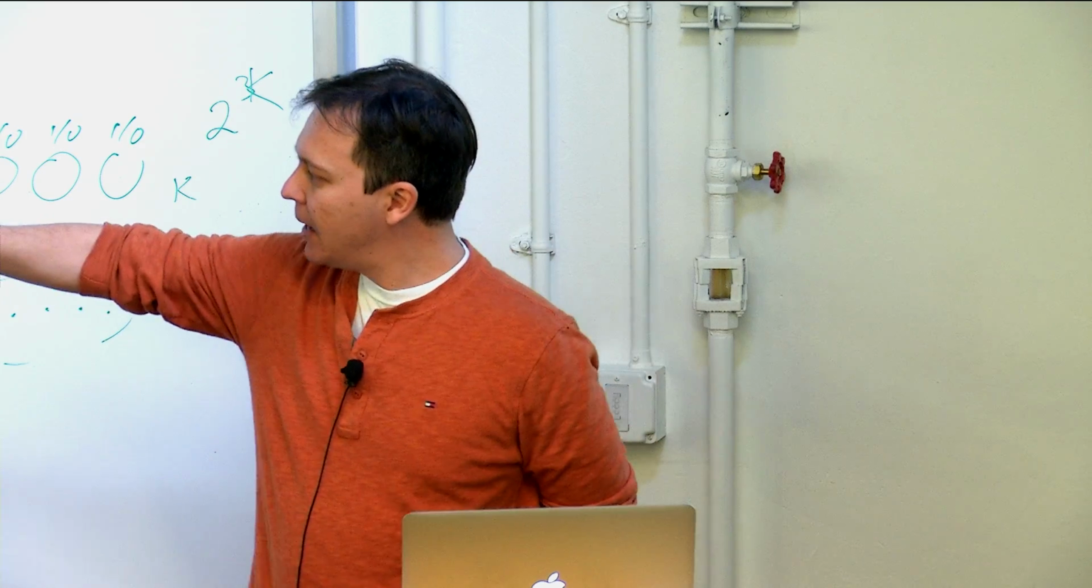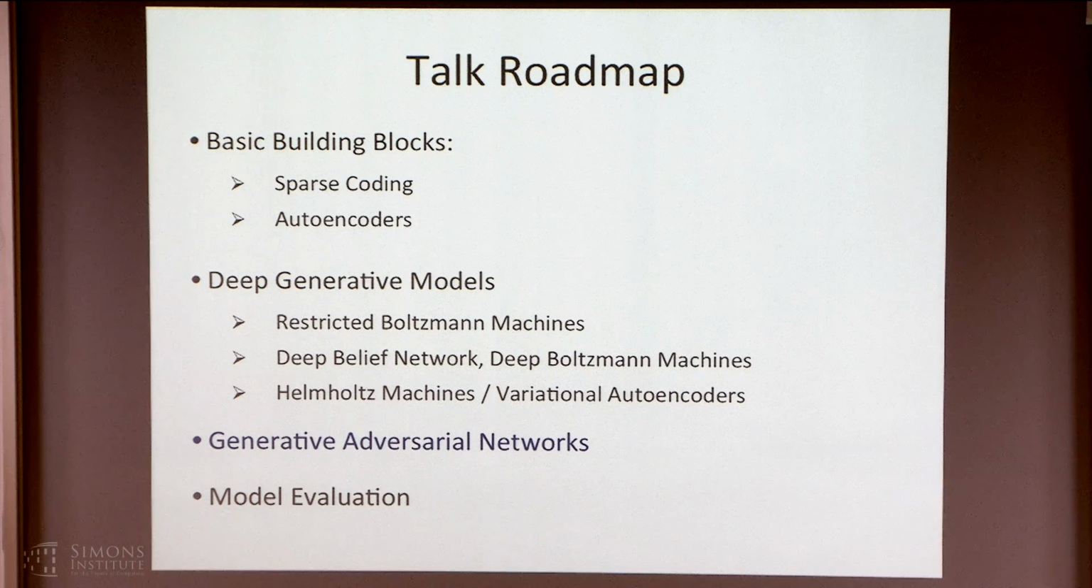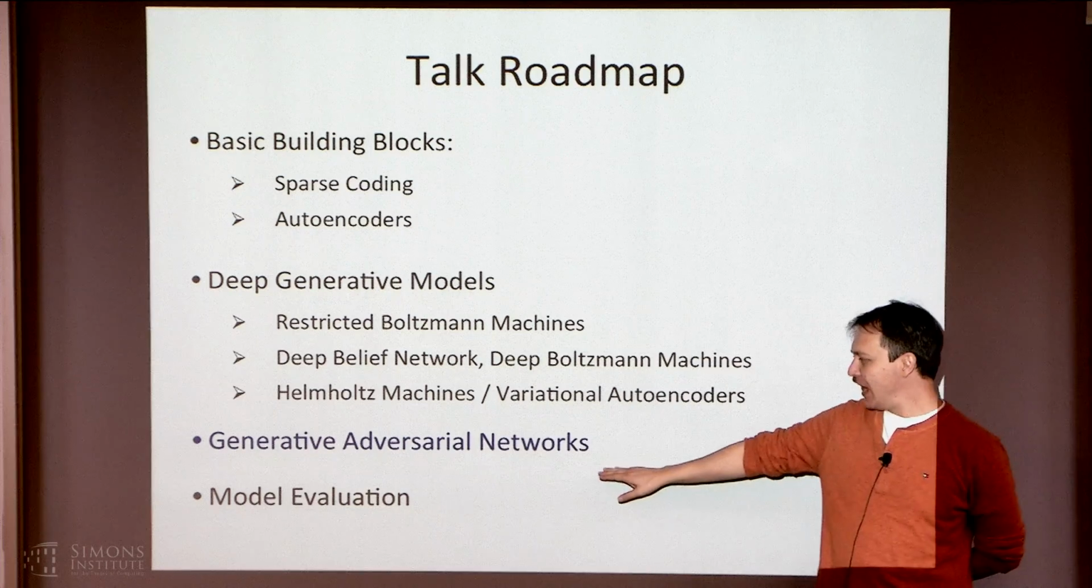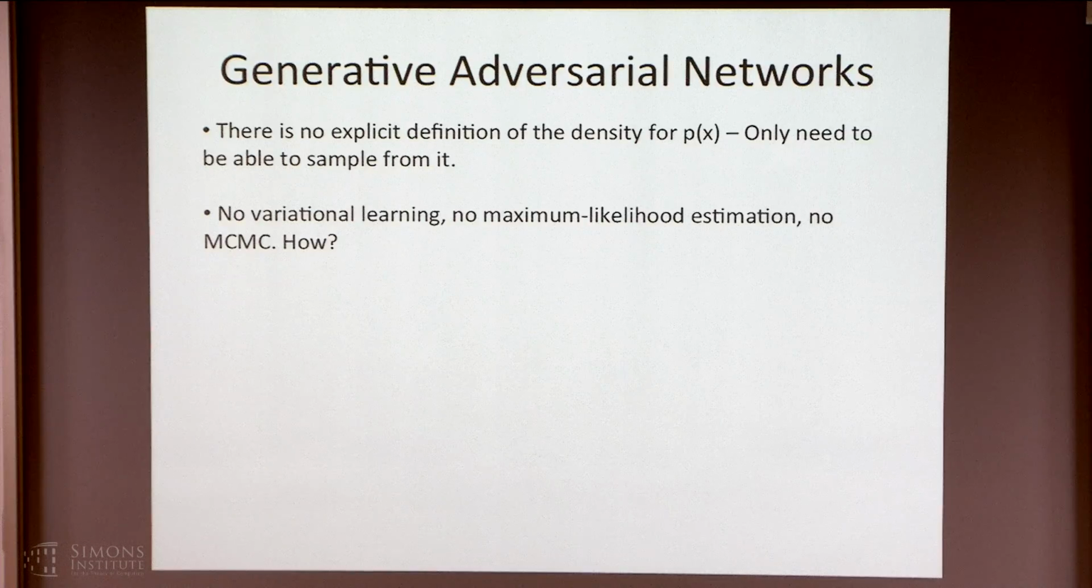Very quickly about these classes of models called generative adversarial networks. They're about a couple of years old, but it's a different way of thinking about generative models. And then I'd like to also tell you a little bit about model evaluation. How do we actually evaluate these models a little bit more reliably?